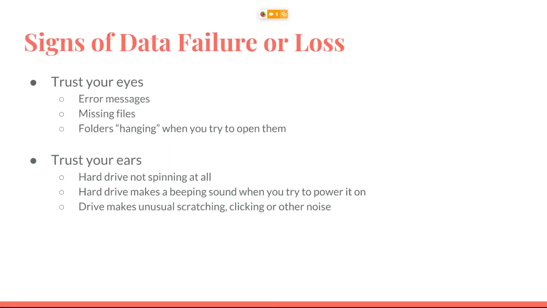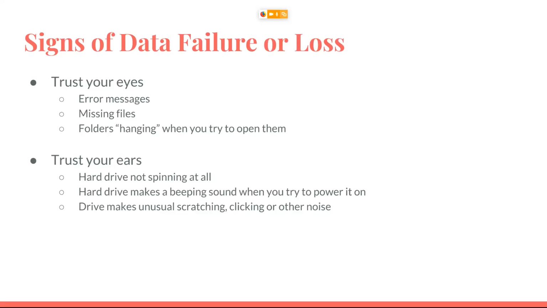Just in terms of training people a bit for how to look for data failure and loss, I just tell people, trust your eyes and trust your ears. You're not going crazy. If you think you've lost something, you quite possibly have. Trust your eyes. If you're seeing error messages around corruption or anything else, if you're seeing missing files, if you're seeing folders hanging and getting that spinning beach ball of death on Macs when you try to open files on an external drive, these are possible signs that your media is failing or that something is happening that's not ideal, obviously, and particularly with hard drives.